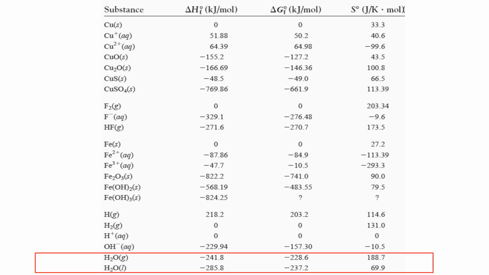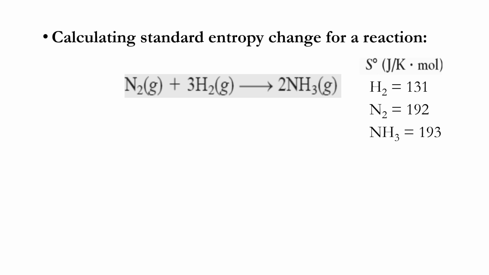We also have the standard enthalpies of formation for liquid water and gaseous water. So notice the entropy, the last column. The entropy of gaseous water is higher than the entropy of liquid water because, again, the gaseous state of water has a higher degree of disorder, hence a higher value for entropy. Let's try to calculate the standard entropy change for a reaction.